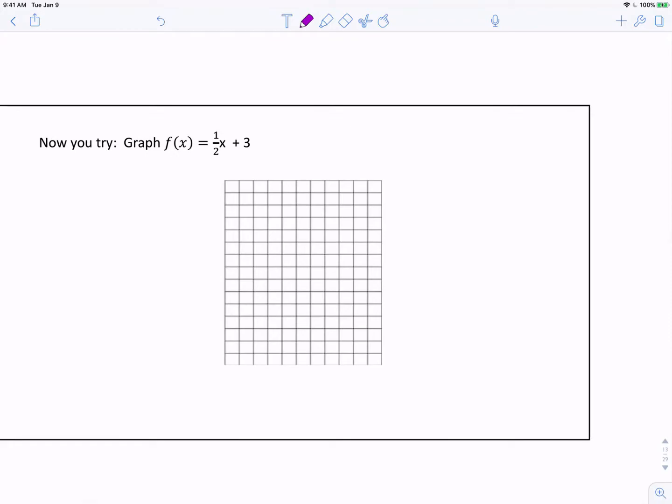Here's one for you to try. See if you can think about sketching the graph of f of x is equal to 1/2 x plus 3.